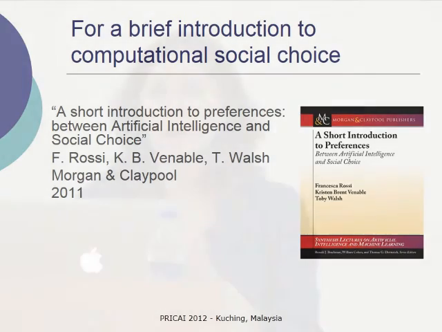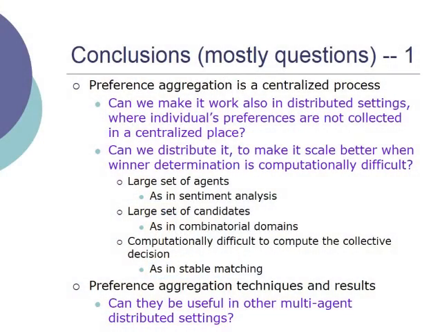If you want to know more about computational social choice, all these different aspects that I just briefly mentioned. The conclusions that I have are mostly questions, for me and for you as well. First, preference aggregation has always been considered a centralized process. People submit preferences, somebody puts them together and gives a result. It would be nice to understand whether we can make it distributed, for two reasons. First, because maybe preferences are really distributed and you don't want to centralize or share them. And second, because by distributing that we can maybe scale up better.